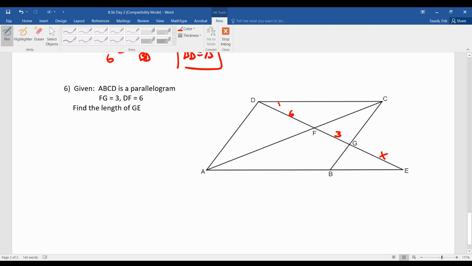Okay. And let's see. Because of that, we have some parallel lines, which gives us some alternate interior angles, right? So I see some triangles here that are going to be similar. Hold on a second here.